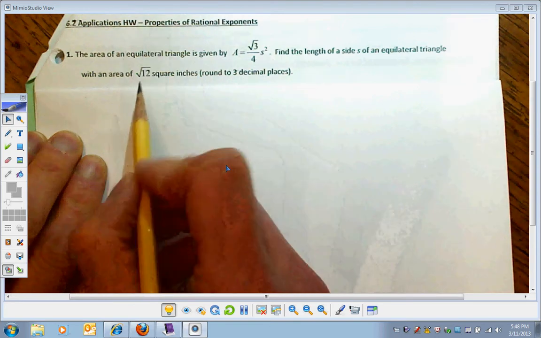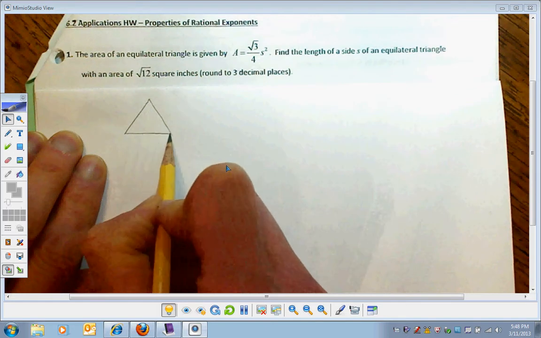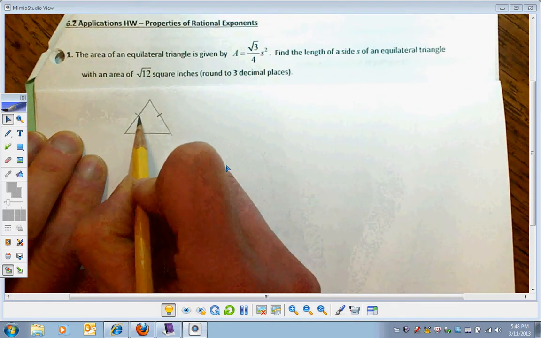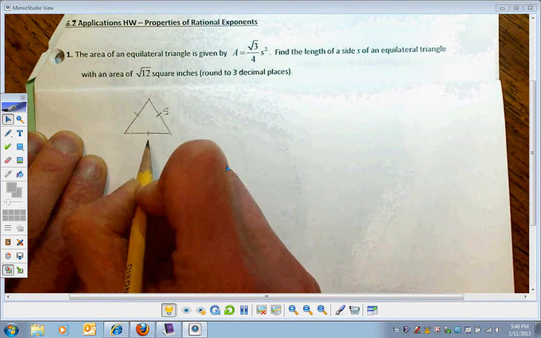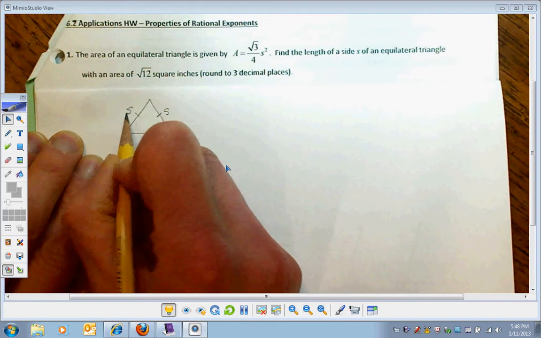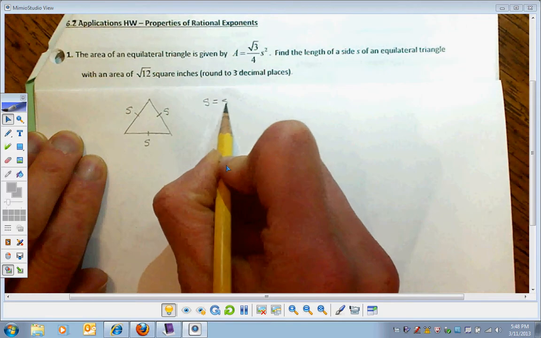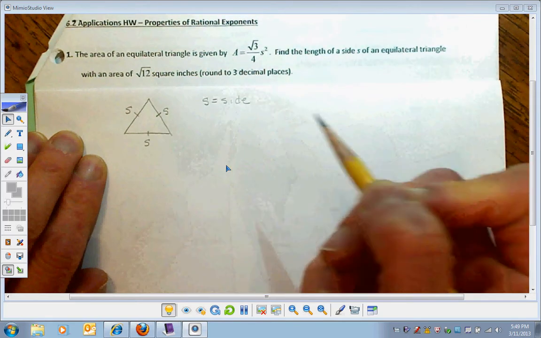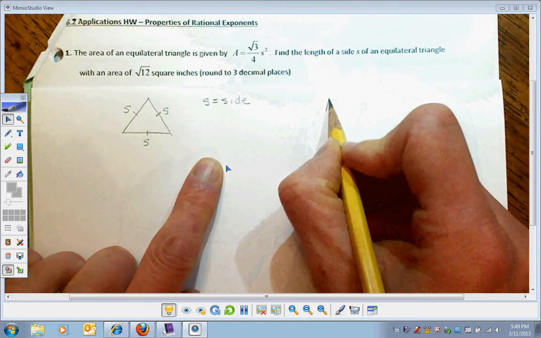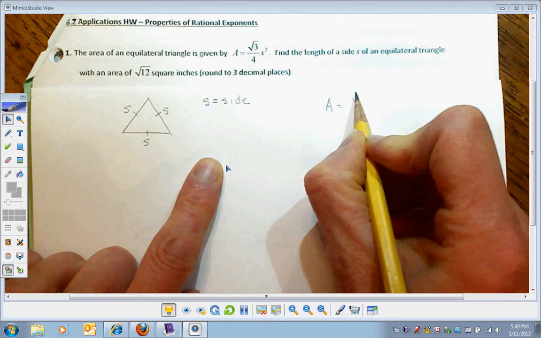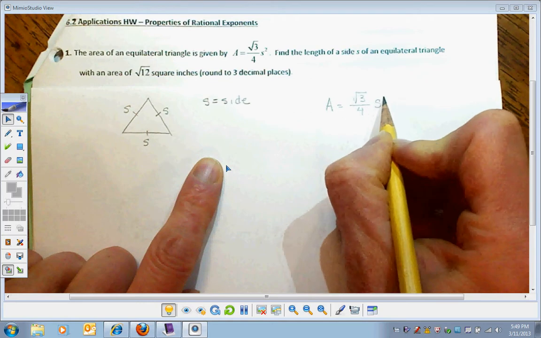So the first thing, let's think about this. Equilateral triangle, remember from geometry, means we have 3 equal sides. So each side is s. In fact, they tell us side s. So s means side. Okay? They give us the formula for area. So area is the square root of 3 divided by 4 times the side squared.